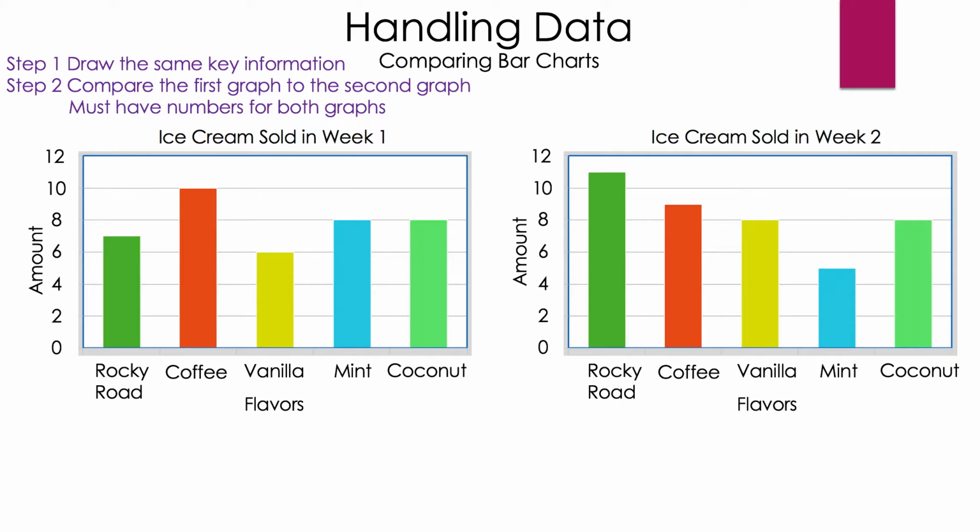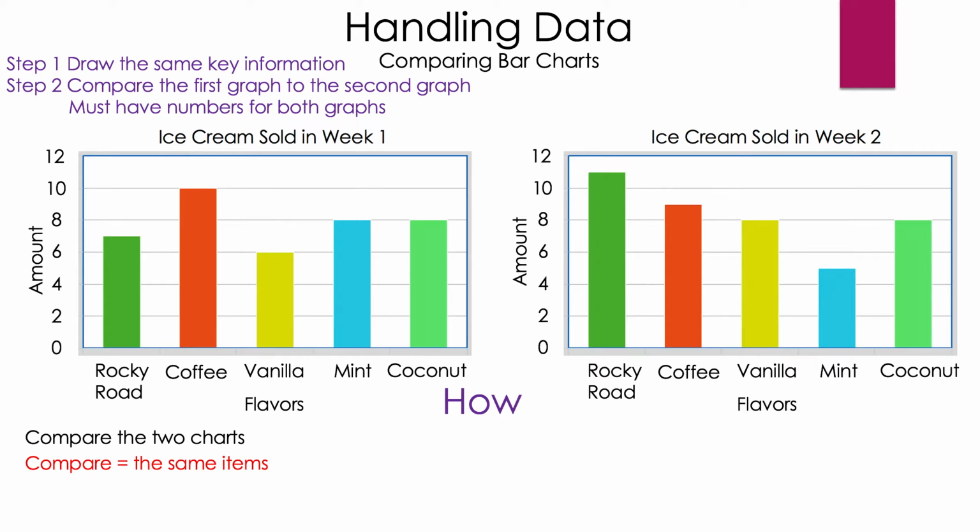On the left, you have ice cream sold in week 1, and on the right, you have ice cream sold in week 2. Now, what are we going to do? Compare the two charts. So what does it mean to compare? It means to compare the same items. So how do we do that?